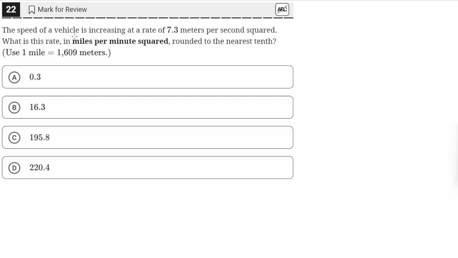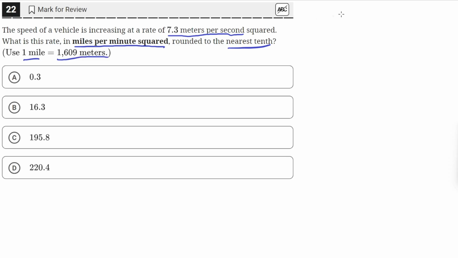The speed of a vehicle is increasing at a rate of 7.3 meters per second squared. What is this rate in miles per minute squared, rounded to the nearest tenth? And we're given that 1 mile is equal to 1,609 meters.